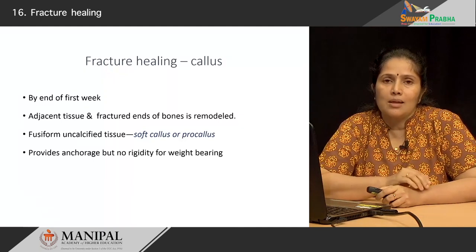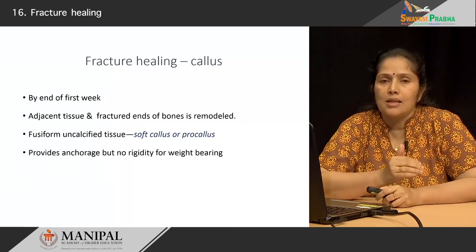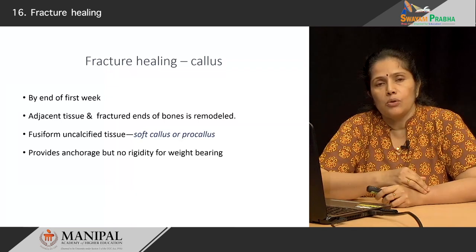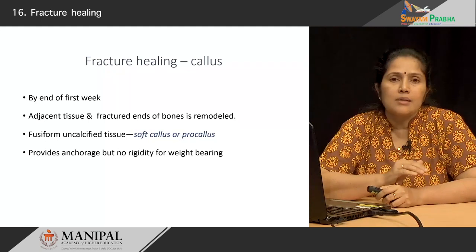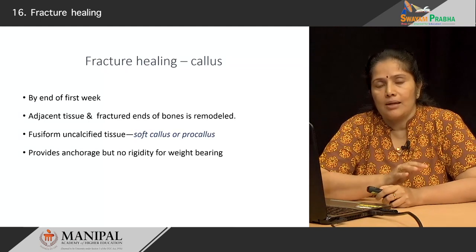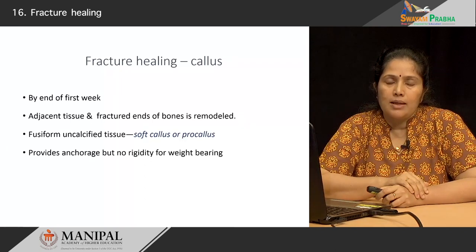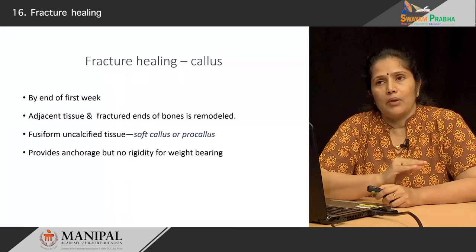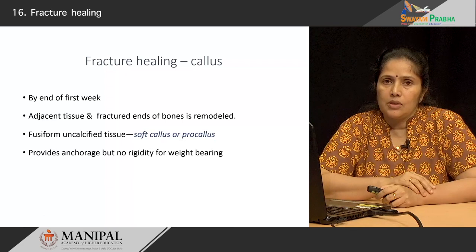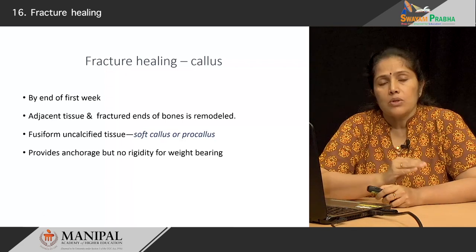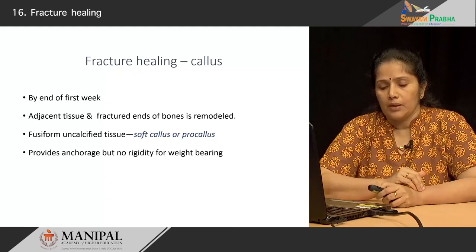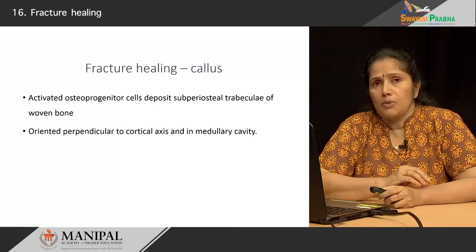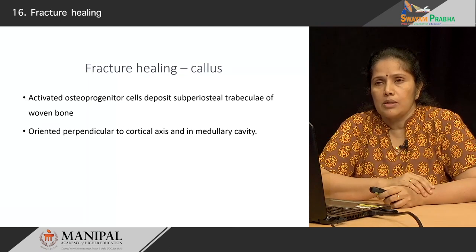This has no strength as yet, and that is why if you see patients who are having casts, in the initial few weeks they are not allowed to bear weight, because the callus at this point is very, very soft. So, soft callus cannot take any weight. That is why the patients have to walk with crutches or they are immobilized in a particular position. So, this is the phase when there is a soft callus formation, which is absolutely no strength.